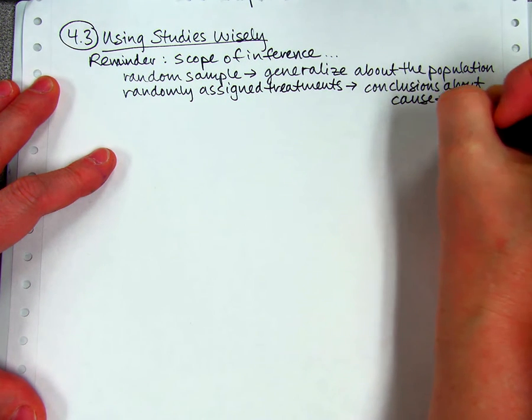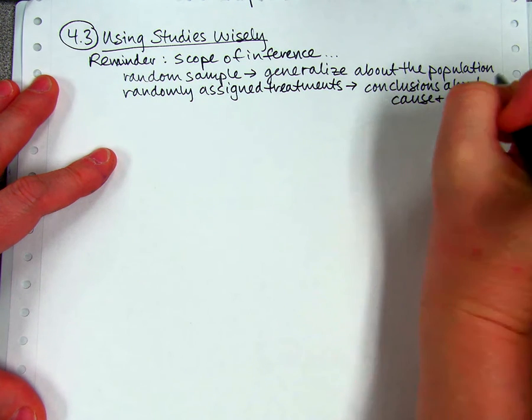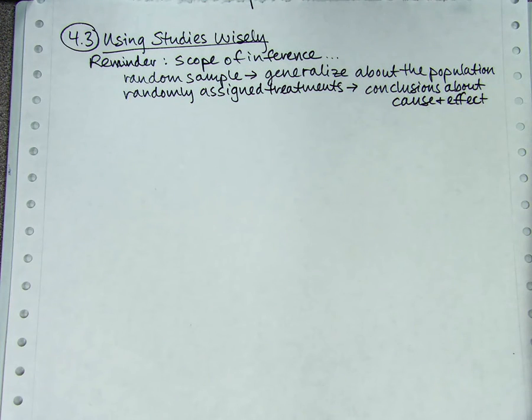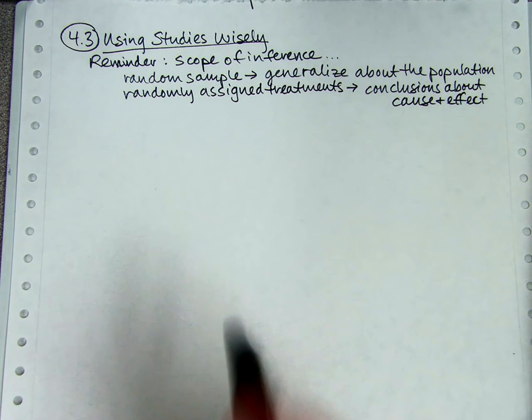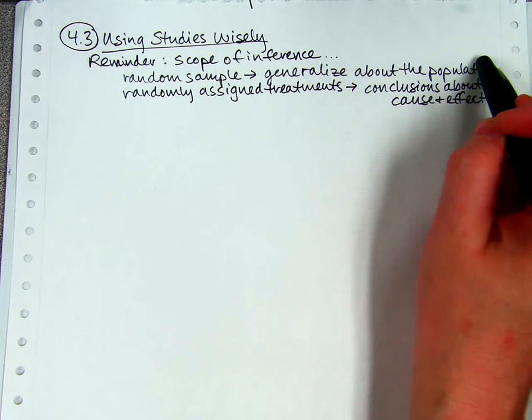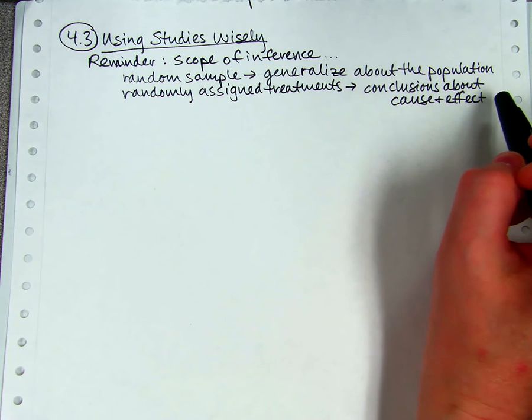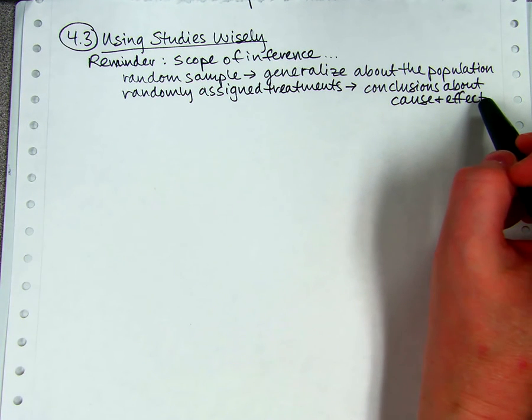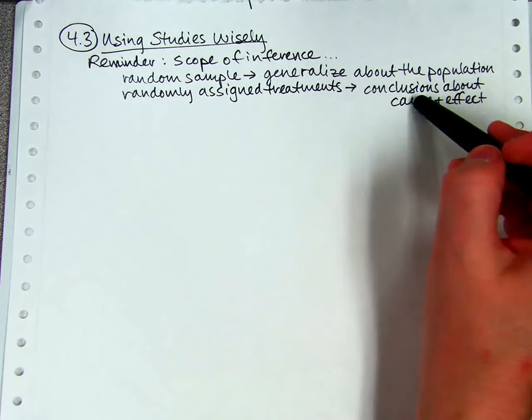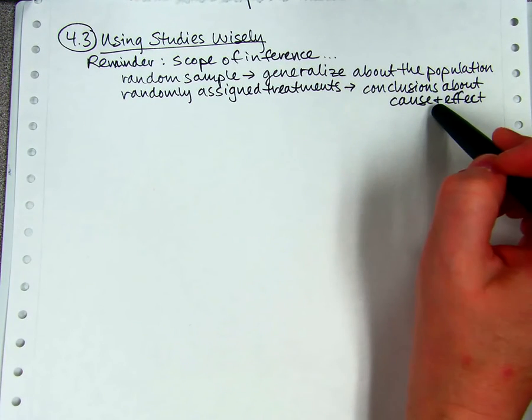And one of the common mistakes that people make is trying to do one when they should be doing the other. Like they might randomly assign treatments and try to say that what they did would work on the bigger population, when really it only works on people like their volunteers. Or they'll take a random sample and say, well, then this must be cause and effect because this happened with my sample, but they didn't randomly assign treatments. So be careful that you do the right one of these.